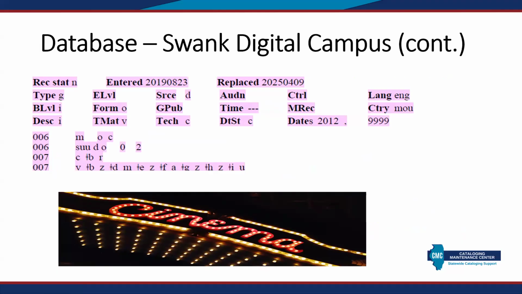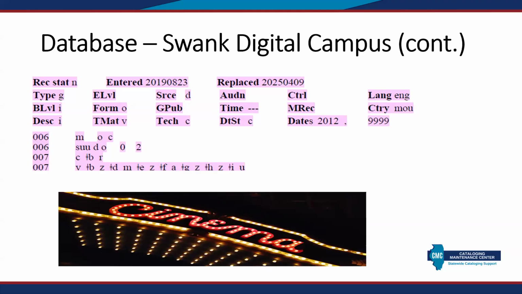Okay, I'm sorry, TECH is C, as Swank offers both live action and animated films. And DTST is also C for continuing resource currently published. And I think TMAT is V for video. That should take care of that. Again, there's our 006, just pulled from our 007s.